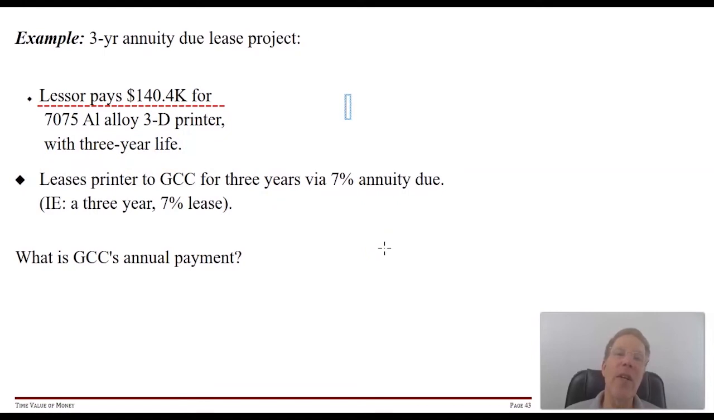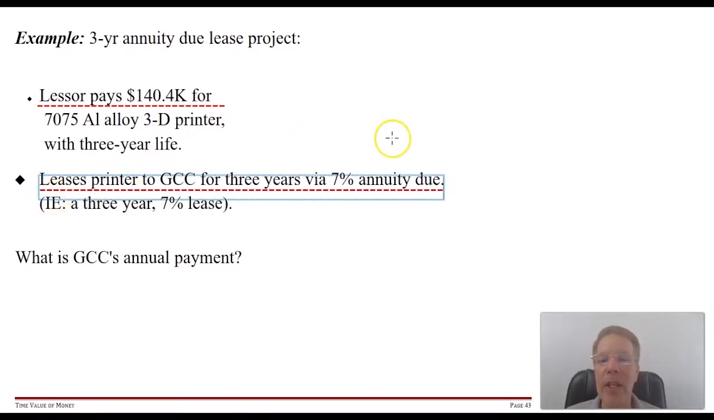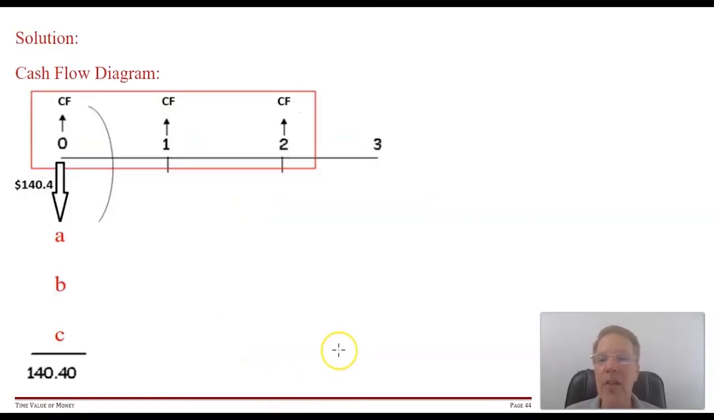So why did she go out and buy that machine? Because she's a lessor. She's going to lease it to someone. So on the same day she goes out and buys it, on the same day she leases it to Green Car Company that we met in Chapter 3. She leases it to Green Car Company for 3 years via a 7% annuity due, i.e., from her perspective, she's going to call this a 3-year 7% lease. So let's see if we can find out what Green Car Company's annual payment is going to be for this.